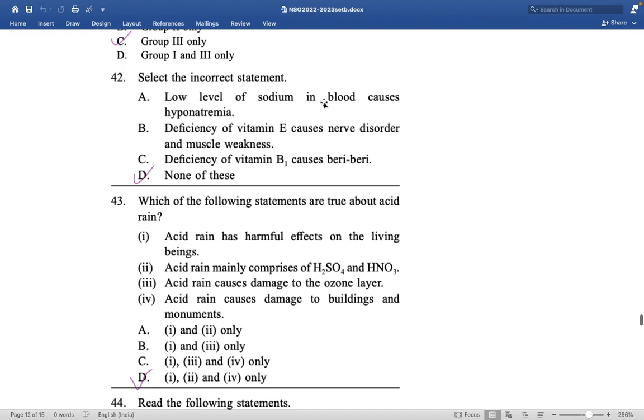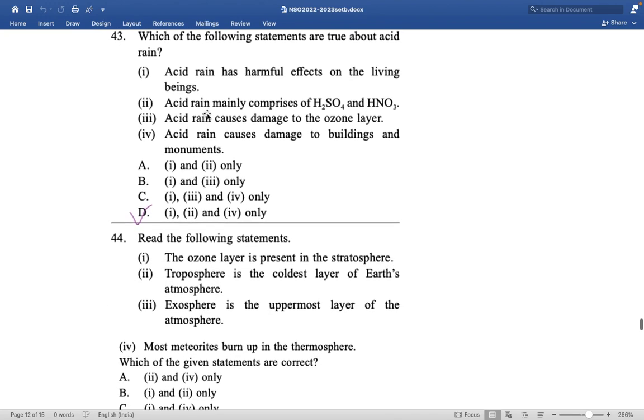Low level of sodium in blood causes hypothermia. This is true. Deficiency of vitamin E causes nerve disorder and muscle weakness. This is correct. Deficiency of vitamin B causes beriberi. This is also correct. So none of these is the answer as it asks for the incorrect statement.